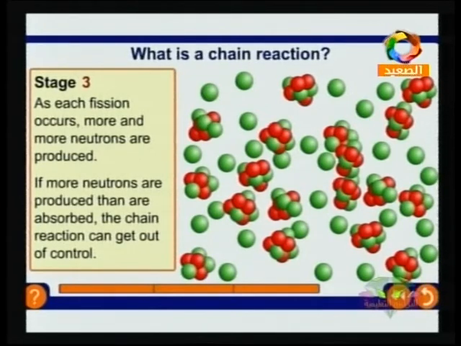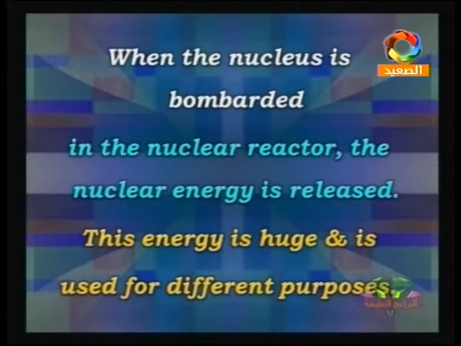After that, when the nucleus is bombarded or crashed by one neutron in the nuclear reactor, the nuclear energy is released. Nuclear energy is produced inside the reactor by bombarding or crashing with a neutron, or with another radioactive element. And what is meant by radioactive element, we will see after a period of time.